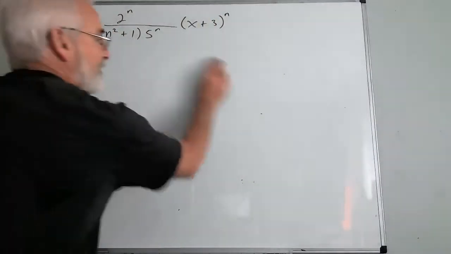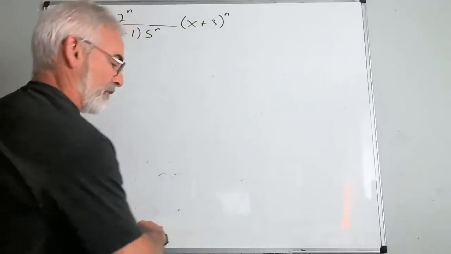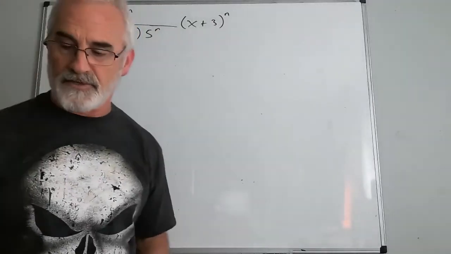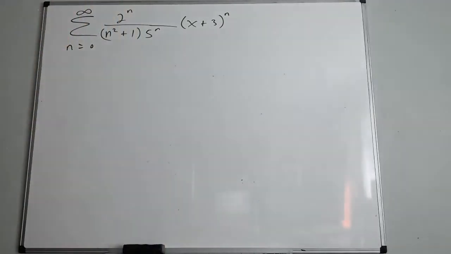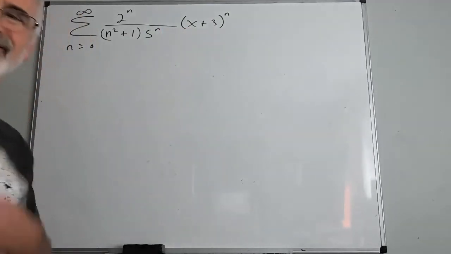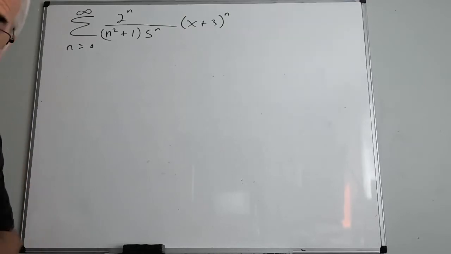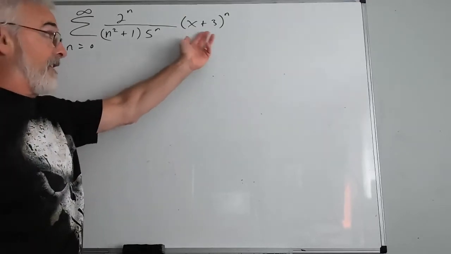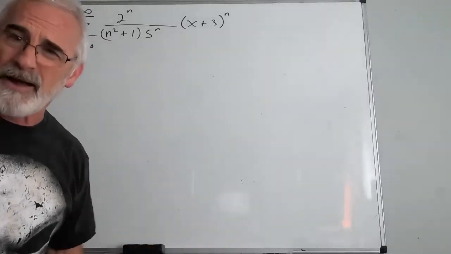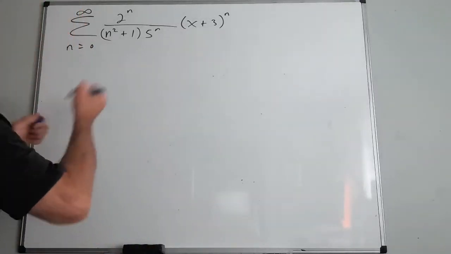You tend to see a lot of exponential things, and as we're going to see later, you're going to tend to see a lot of factorials. I just haven't done any factorials yet. So I've got something that looks like this. Again, I have no idea if this converges or diverges, but I suspect if x is really large, this is probably going to diverge. And if x plus 3 is really close to 0, I get the feeling it might converge, but I don't know. So we've got to test it here.